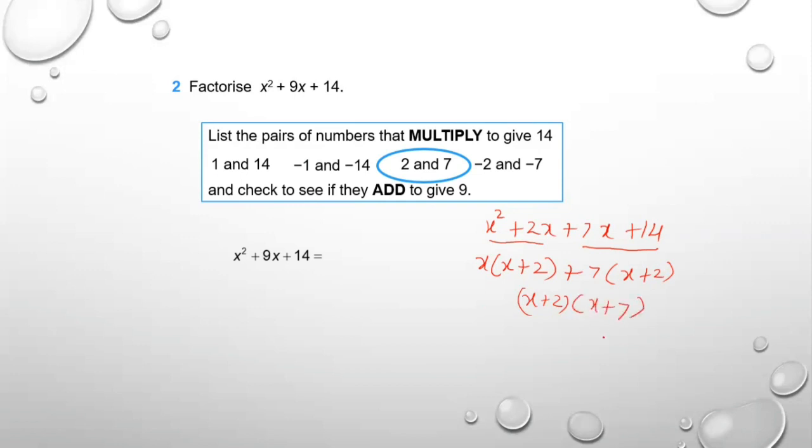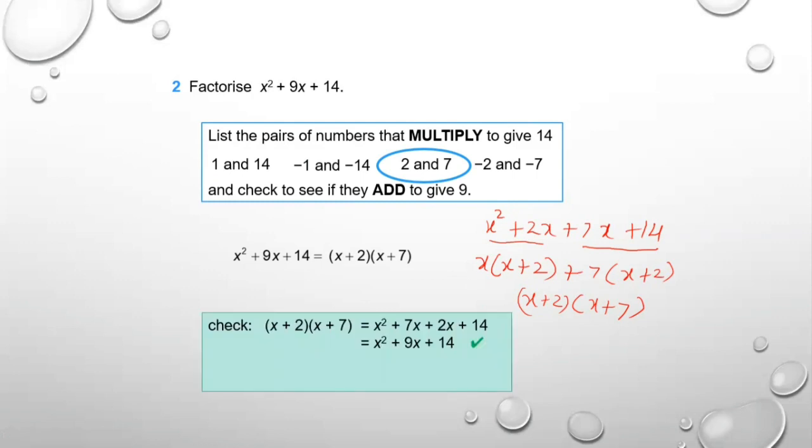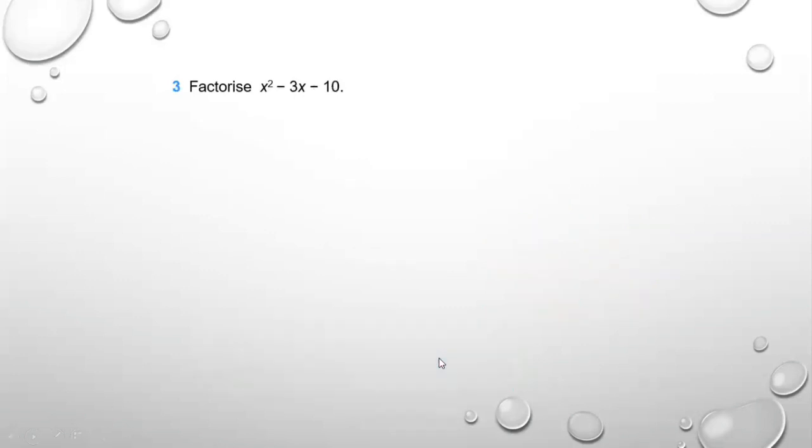This is how we get the factors of x square plus 9x plus 14 as x plus 2 and x plus 7. Understood, children? Okay, we can check it. Multiply again. When you multiply, you get the same polynomial once again. Okay. Next question, come on.